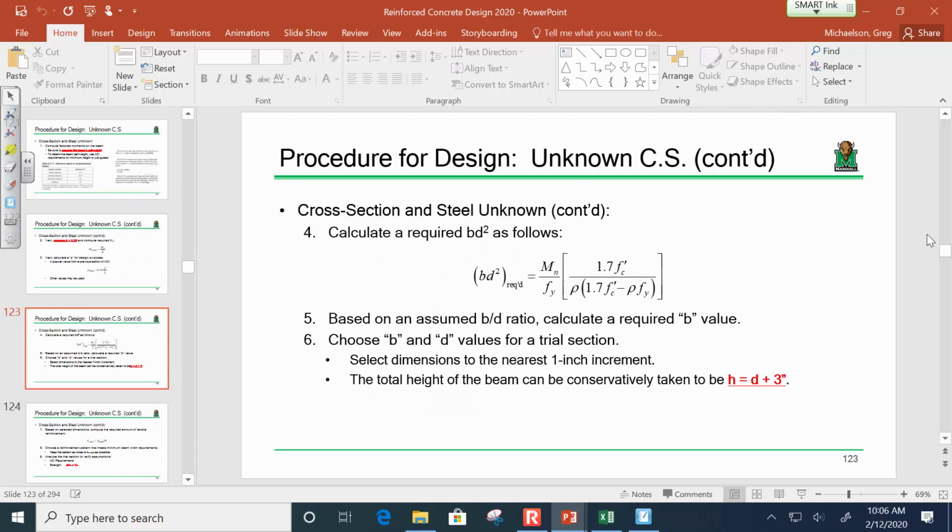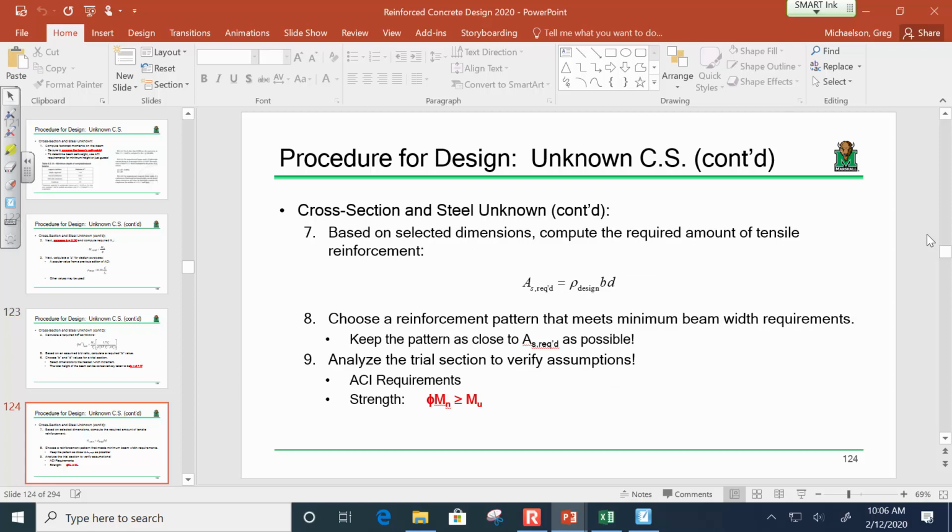Next, we compute a required bd squared, based off the fact that you know what the material looks like, you know how much capacity you need, and you know what your reinforcement ratio is going to be. That tells you about how big the beam needs to be. From that and a target b over d ratio, you can figure out the dimensions of your beam, and then use rho bd to determine the area of steel required for the beam.